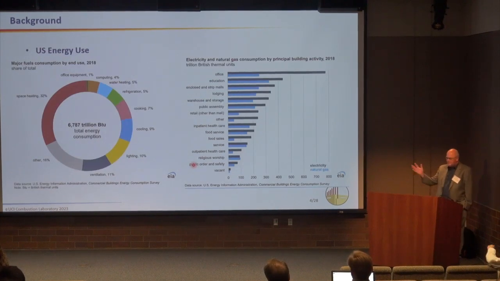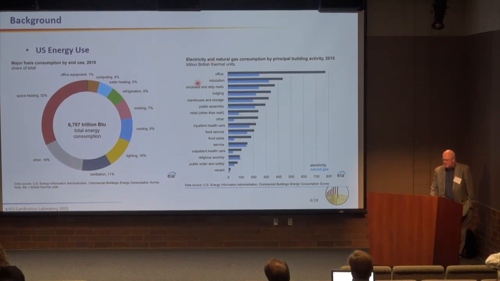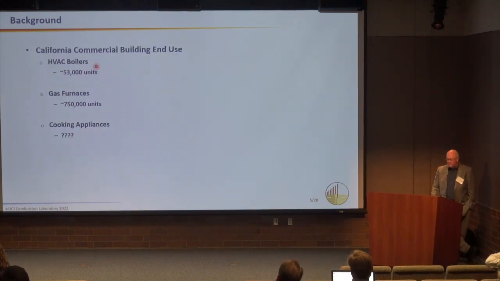We can expand that out to the US. Again, space heating is used quite a bit. You can see office buildings consume quite a bit of electricity, quite a bit of gas, right? So the point is there's opportunities here on the fuel side to maybe do something. If we look at commercial buildings in the state of California, some 53,000 boilers, 750,000 gas furnaces, untold numbers of cooking appliances.